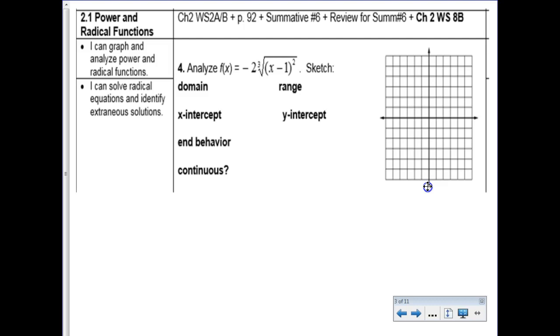Okay. Next one, number 4. So this is a repeat section, guys. We are going to graph. We're going to analyze the function. So the first thing you'd have to do is get this typed into y1.